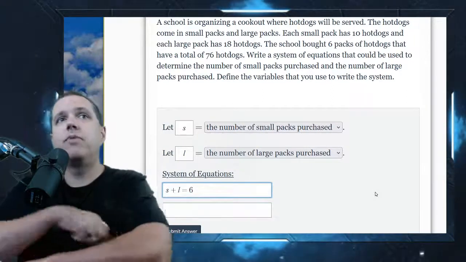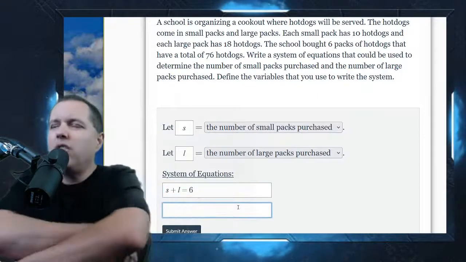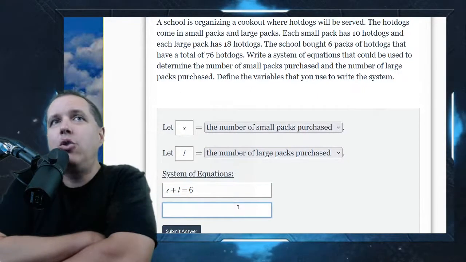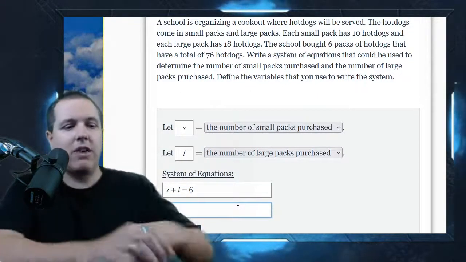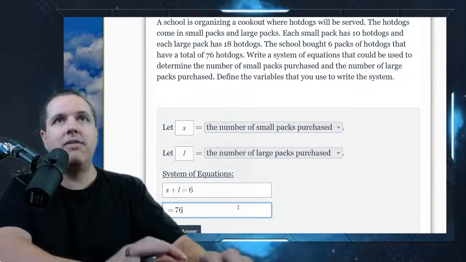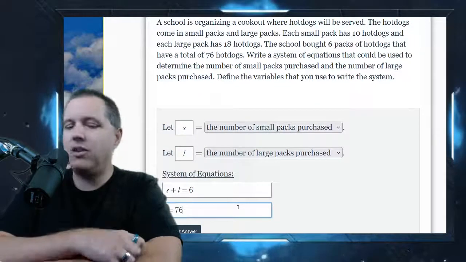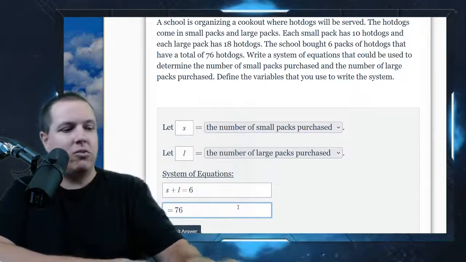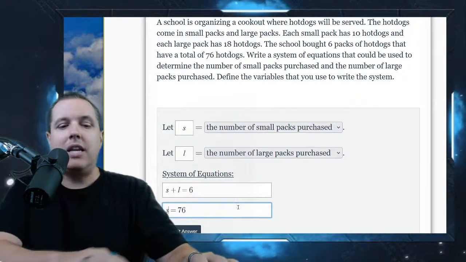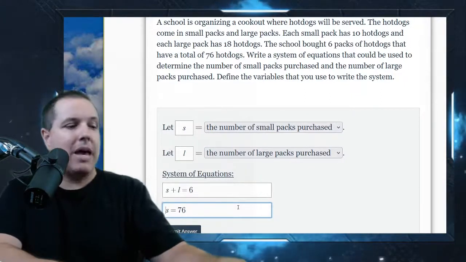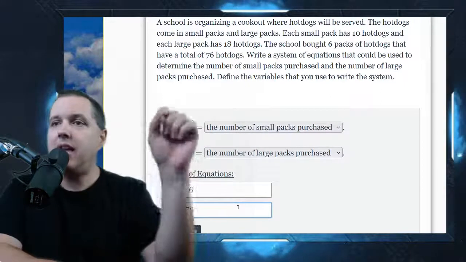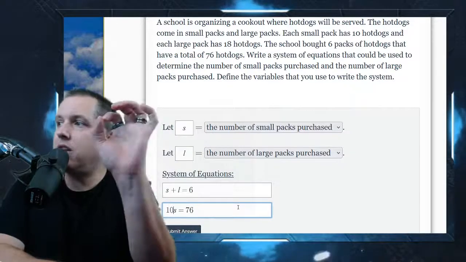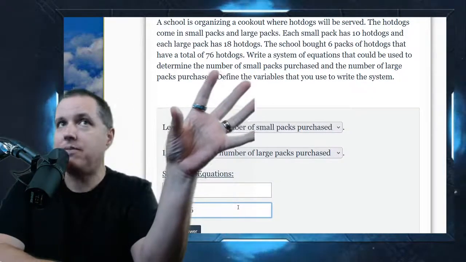Okay, cool. All right, let's see. Now, what's our other one? This one's a little bit trickier. There's a total of 76 hot dogs. So let's try to count hot dogs. So we know it's going to equal 76. But what's going to equal 76? Well, how many small packs do we have? We have S. And how many hot dogs are in each small pack? 10. So 10S is the number of hot dogs that came from the small packages.